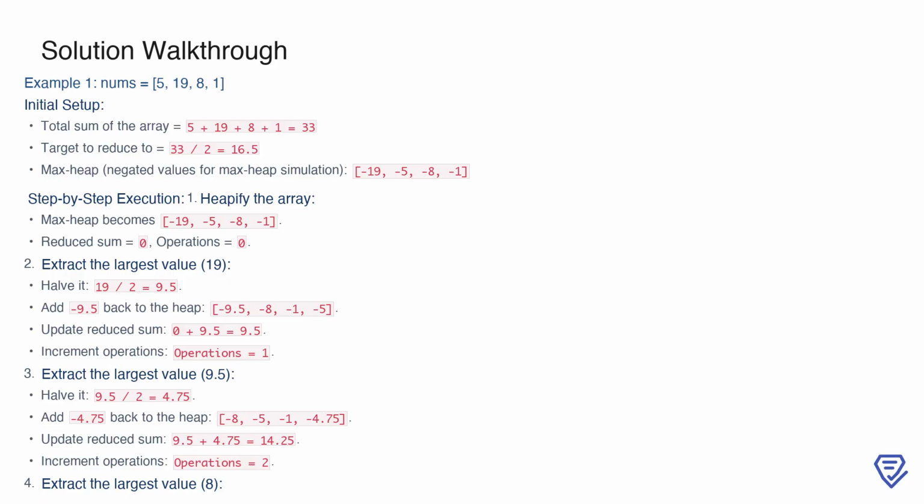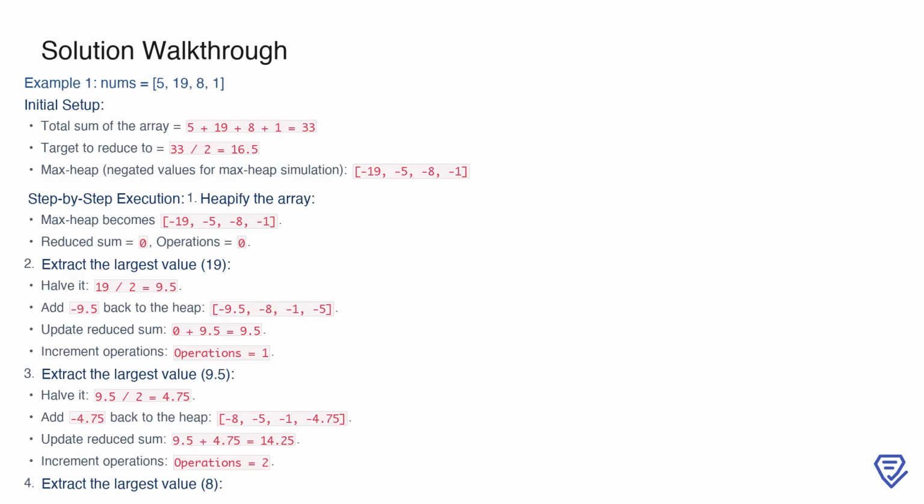To efficiently track and reduce the largest elements in the array, we use a max heap. Since Python's heap library only supports min heaps, we simulate a max heap by negating all the values. This gives us the initial heap as -19, -5, -8, -1. The reduced sum is initialized to 0, and the operation count is also set to 0. Now, we proceed with the step-by-step execution.